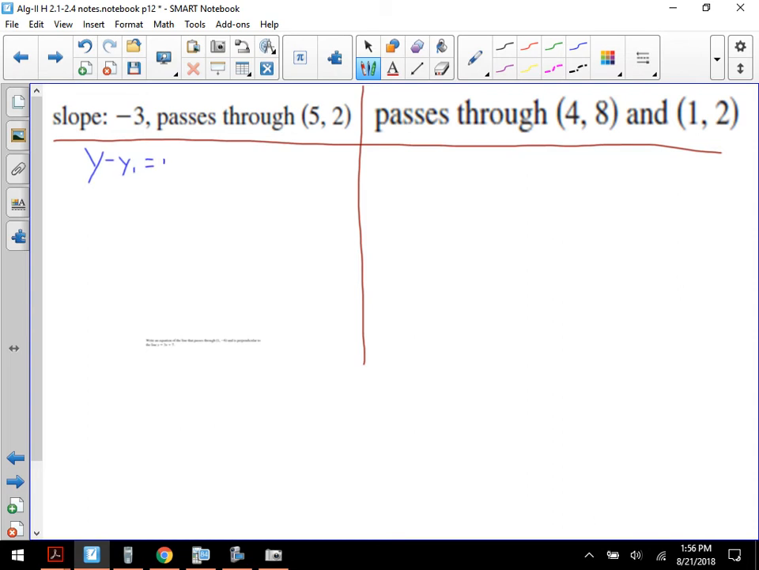To start this one, I got point slope form. If you forgot what point slope form was, and if you haven't used it in a while, just write it down a couple of times as you do the problems. Call me crazy, but the more you write down stuff when you're using it, the better you're actually gonna remember it.